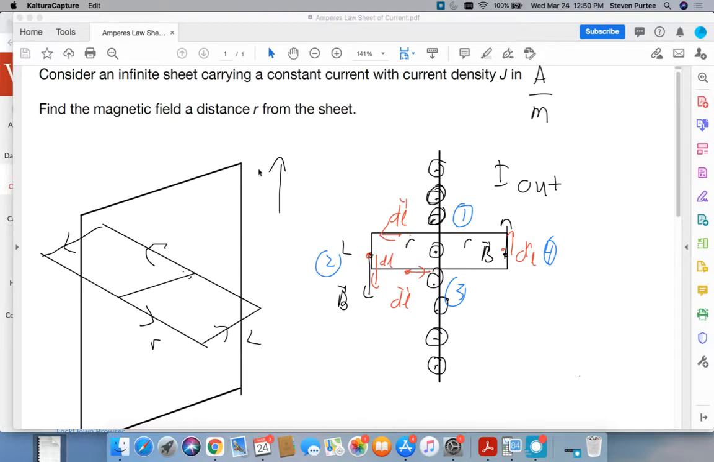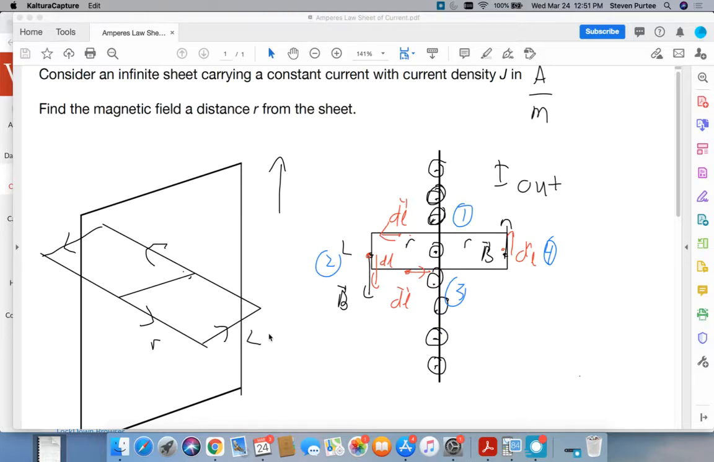So because we have this infinite sheet, we can use symmetry to make the argument that the magnetic field can't possibly depend on my position, say, in this direction. The magnetic field here should not be different than it is here, or up and down. The magnetic field should not be bigger up here than it is down here. This thing goes on forever up and down. The magnetic field could only possibly depend on my distance from the sheet.